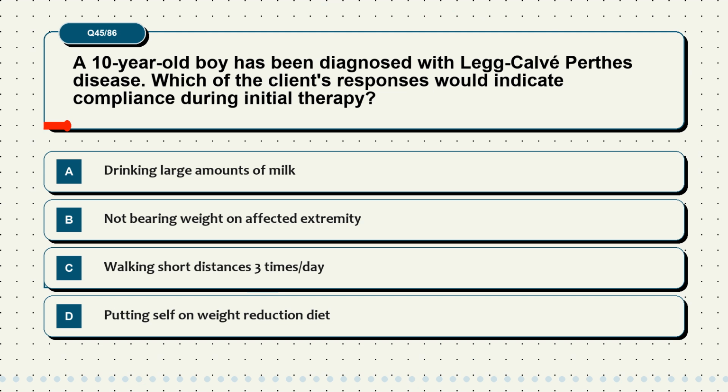Question 45. A 10-year-old boy has been diagnosed with Legg-Calvé-Perthes disease. Which of the client's responses would indicate compliance during initial therapy? Here are the options. Option A. Drinking large amounts of milk. Option B. Not bearing weight on affected extremity. Option C. Walking short distances 3 times/day. Option D. Putting self on weight reduction diet.